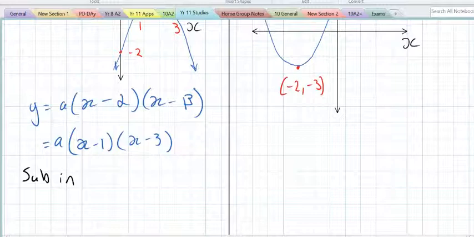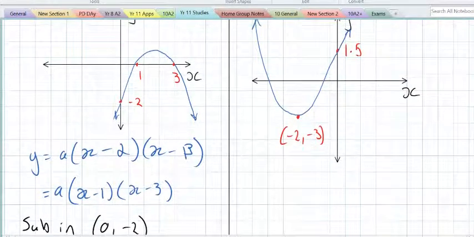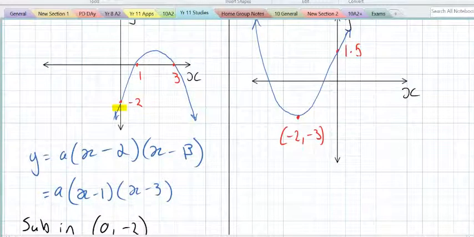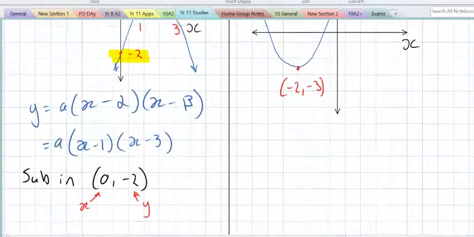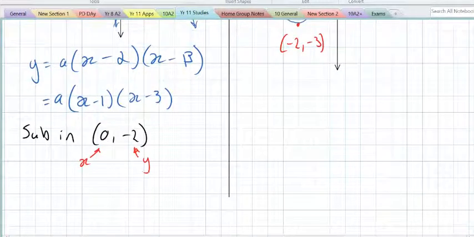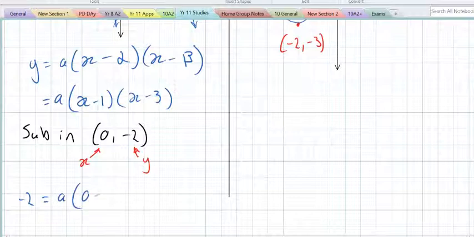Then we're going to sub in the point (0, -2), meaning that when x equals 0, y equals -2. And that's come from our intercept here. Alright, so y equals -2 when x is equal to 0. a(0 - 1)(0 - 3).